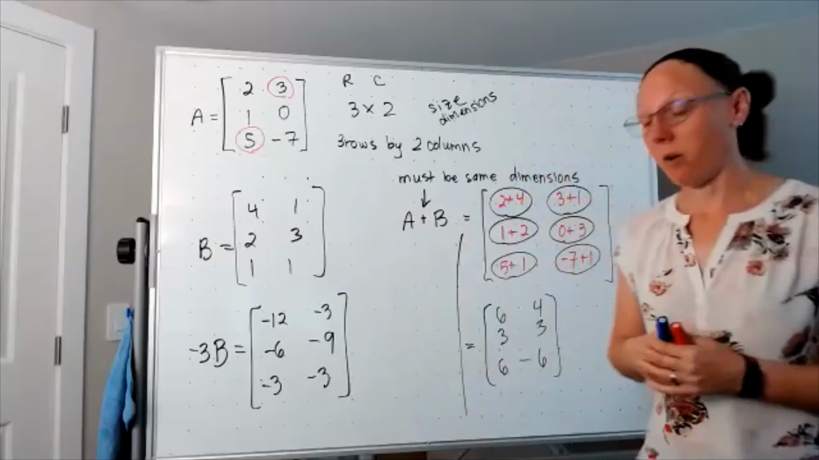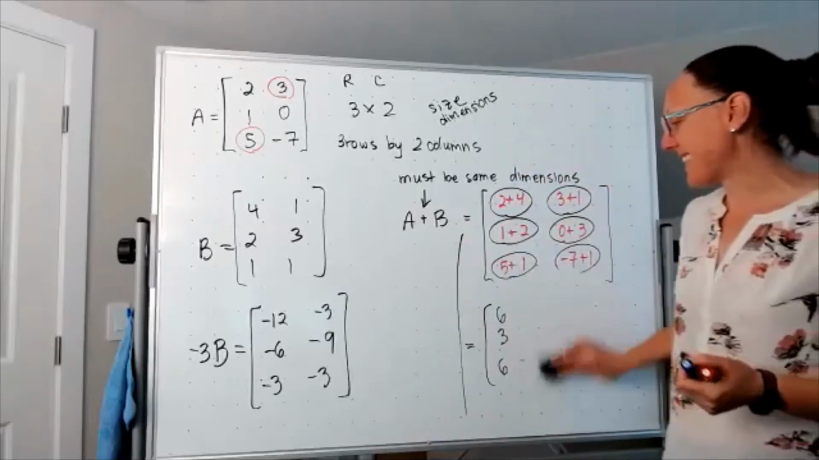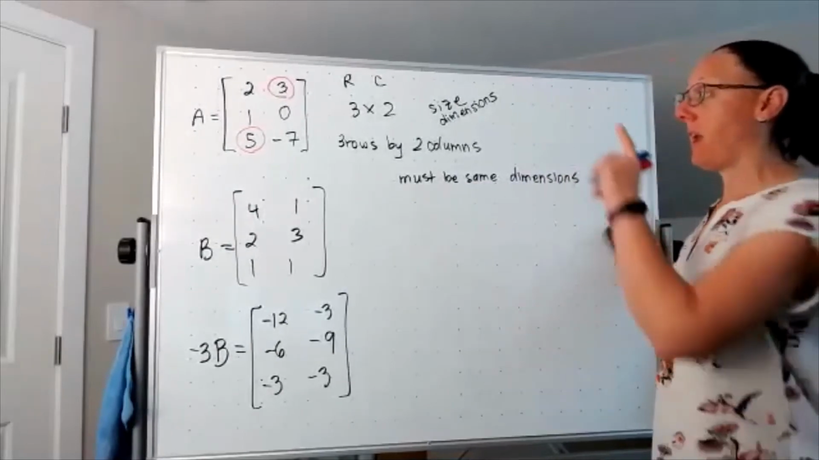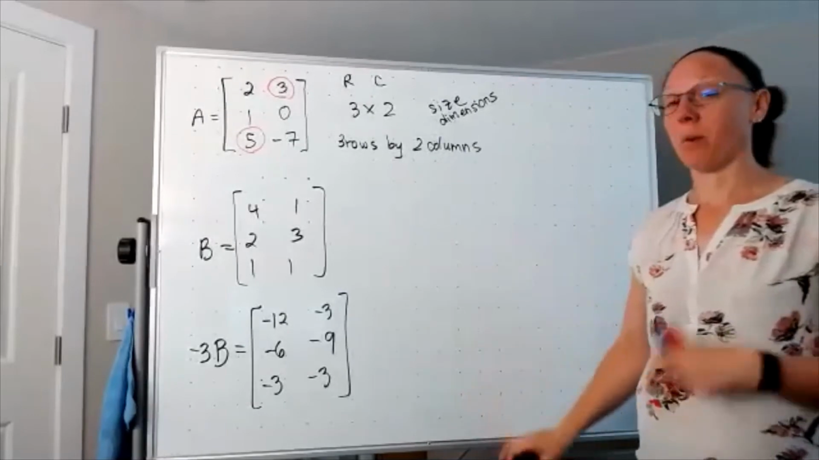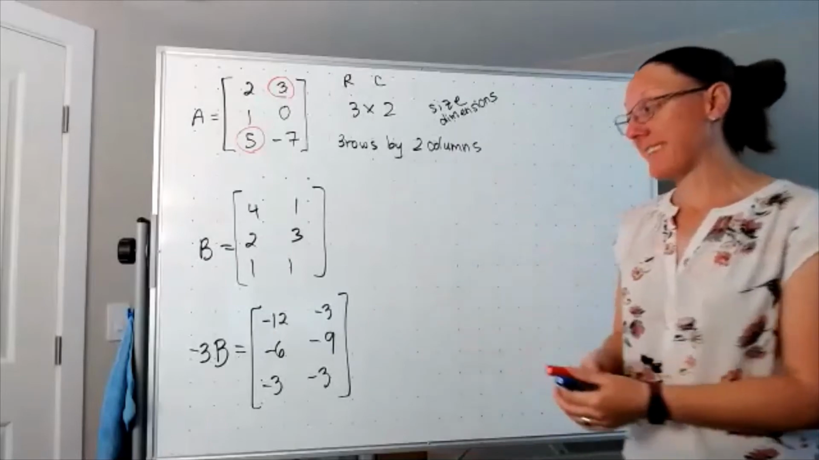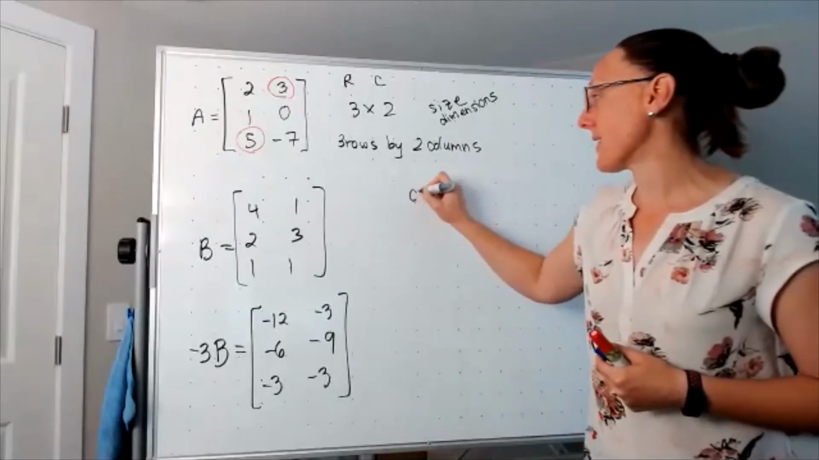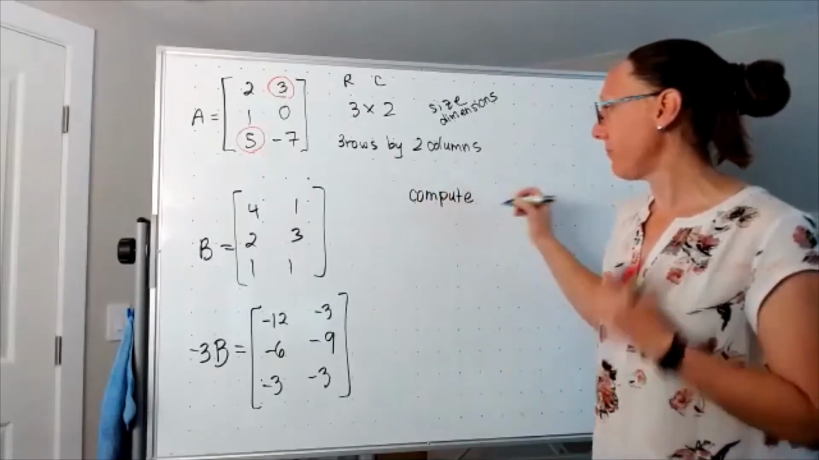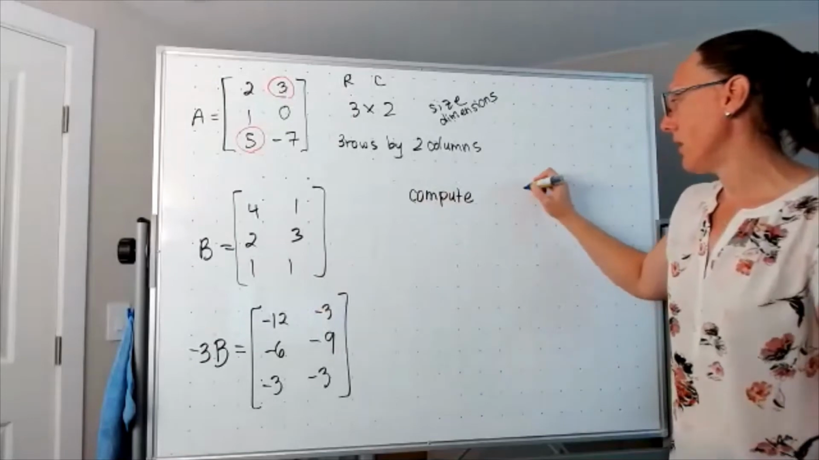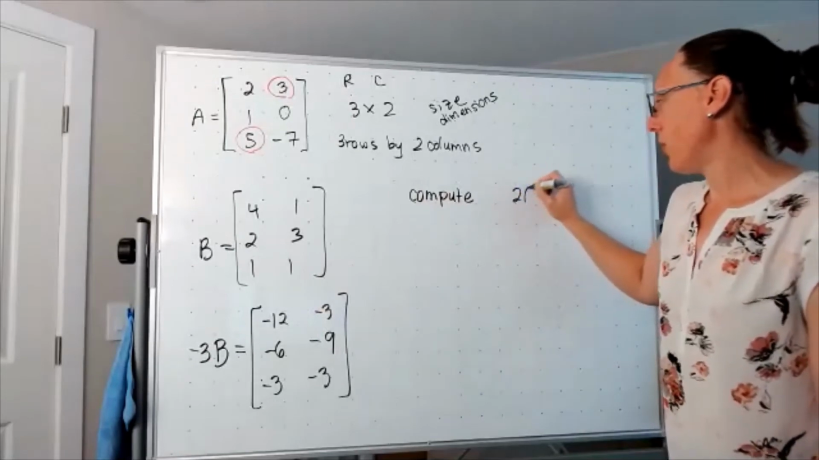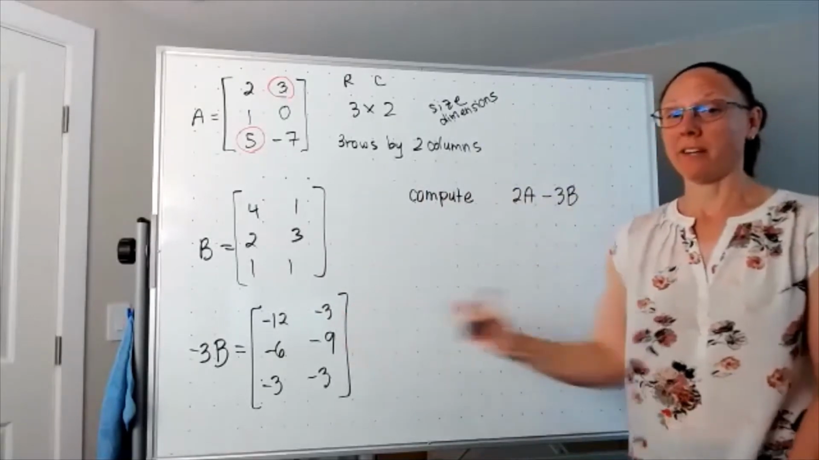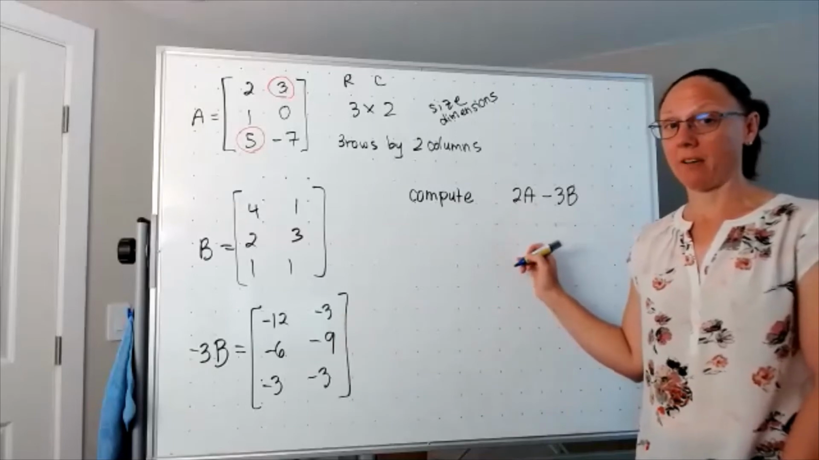There's a question about whether the process is the same if we're adding multiples of matrices together as if we were adding multiples of vectors together. Completely the same. So if that's -3b, and I asked you to compute 2a minus 3b, since we already computed the -3b part, we just have to compute the 2a.